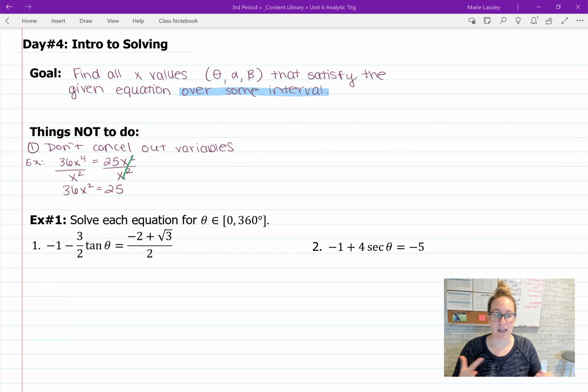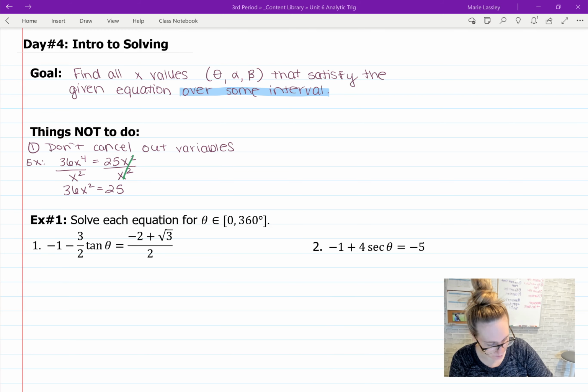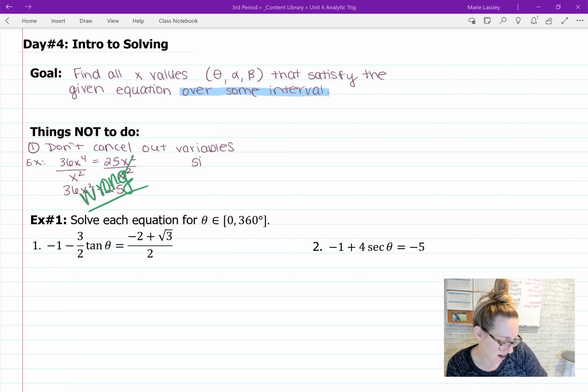And they look something like this. Okay, so this is what it looks like with trig. That's what it looks like algebraically, and here's your trig problem. Don't do that. So you would have something like sine theta equals sine theta times cosine theta.